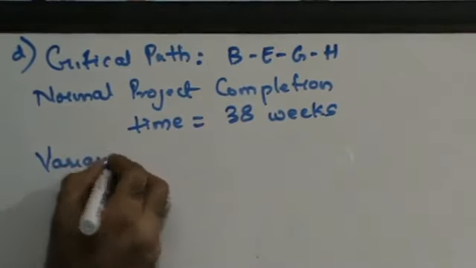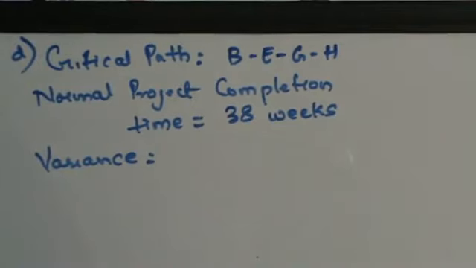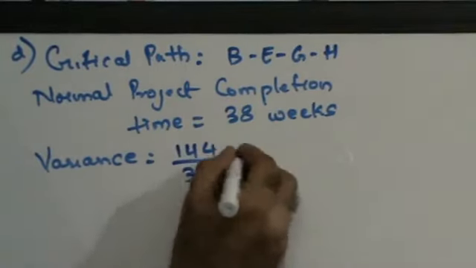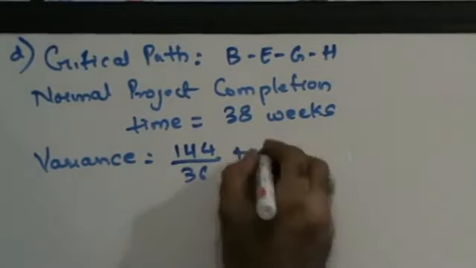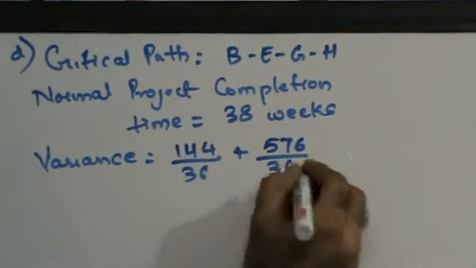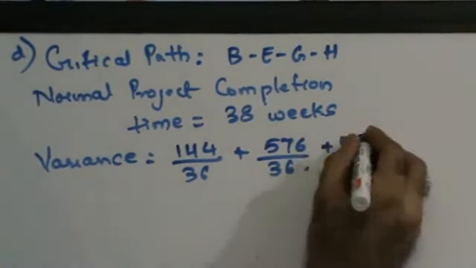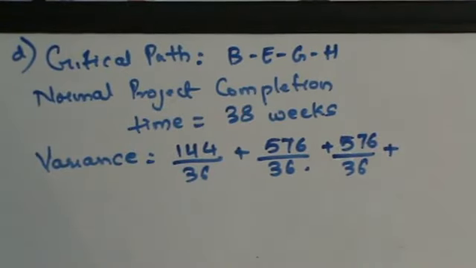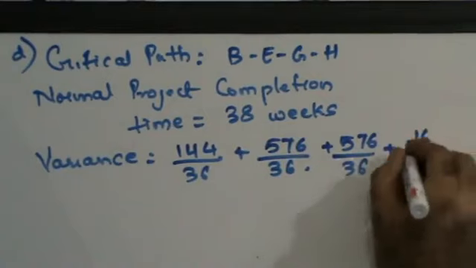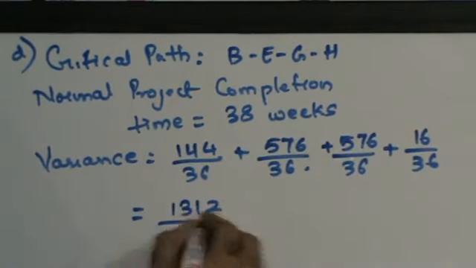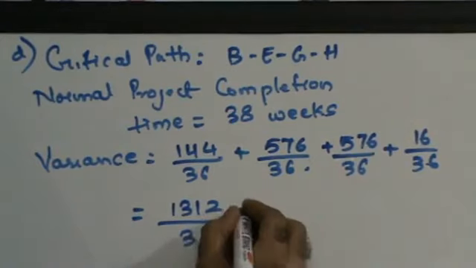Variance is going to be, now my critical path is BEGH. So for B it is 144 upon 36. E is 576 upon 36. G is 576 upon 36. H is 16 upon 36. Right? So when I add all of that, this is 1312 upon 36, which works out to 36.44.